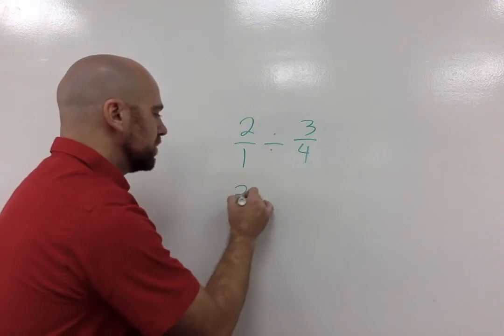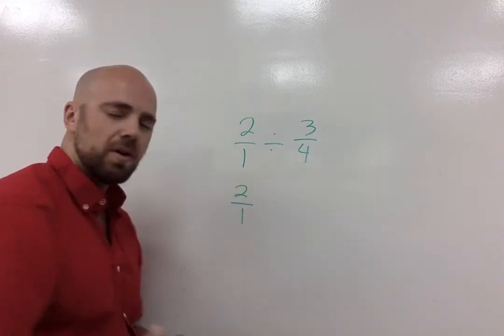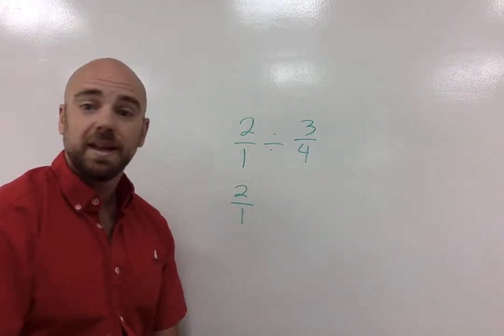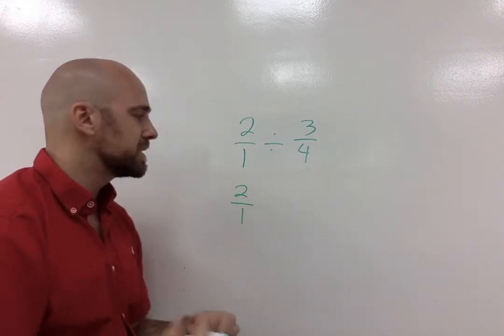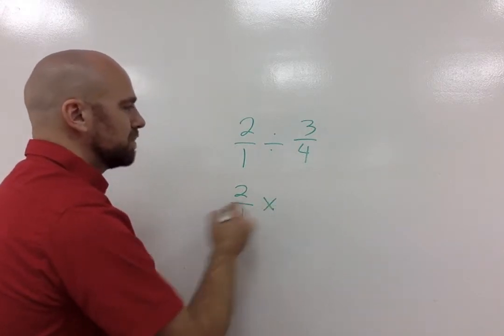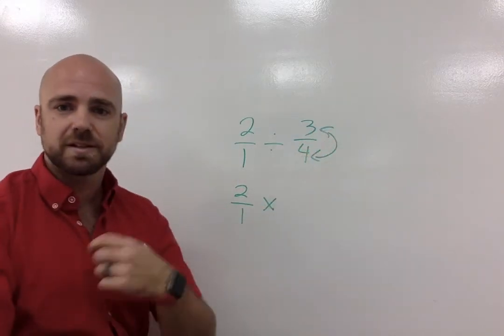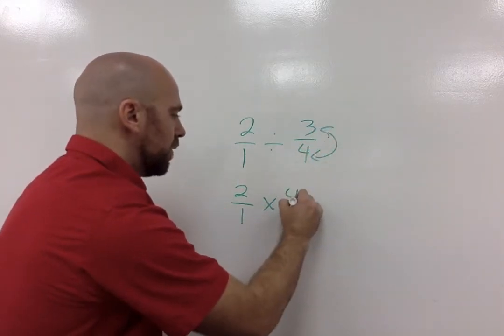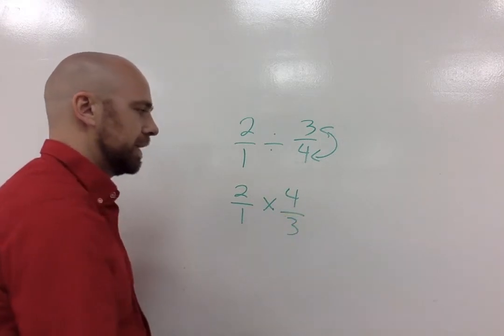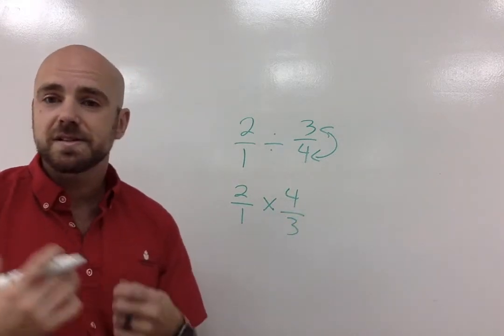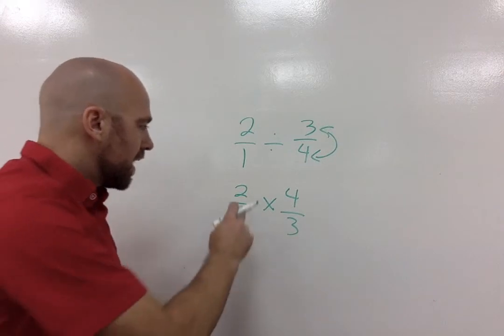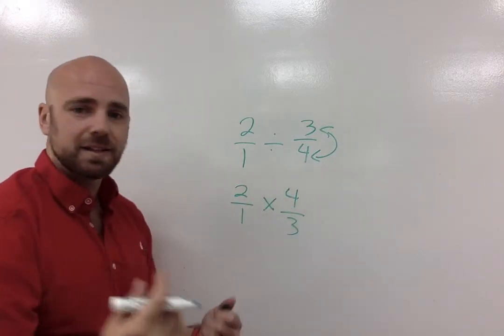So if we have 2 over 1, we already talked about multiplication, and I liked multiplication. Multiplication I thought was easy. So I'm going to change it to multiplication. What am I going to do? I'm going to flip this. That's going to go upside down. So now I've got 4 over 3. Okay, this works. Now I can just multiply like I did before.